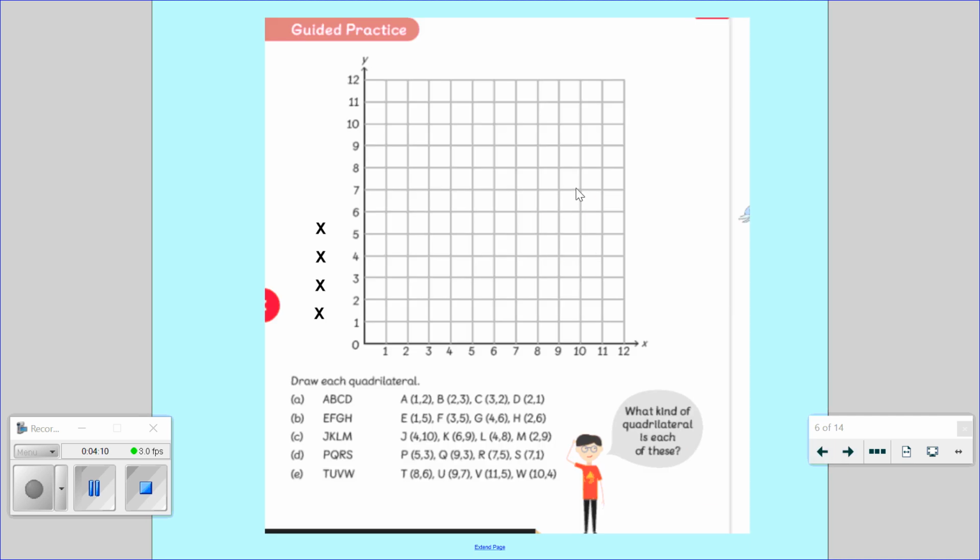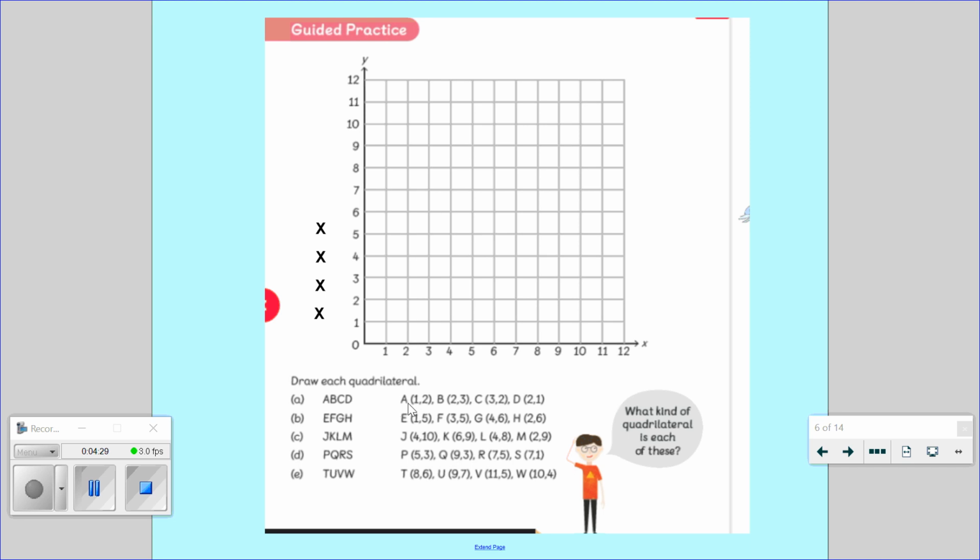So in the guided practice today, we need to plot these quadrilaterals, or 4-sided shapes, and it gives us the coordinates for the vertices or corners. And then we have to say what the shape is. So let's do shape ABCD together.